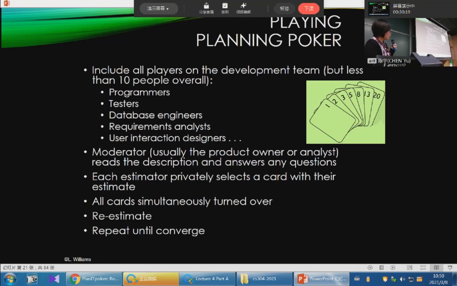And then each estimator will select a card privately, because we want to make use of everyone's expertise here. And then all the cards later on will be turned over, like in the video, and then maybe a re-estimation is required, and then we repeat until you get the same estimations. So this is not just for fun. I think it's also a way to know as a team what your expertise is, whether you think it's very difficult, for example, for certain tasks. Some of you may have experience, some of you may not, so the expertise will be very different.